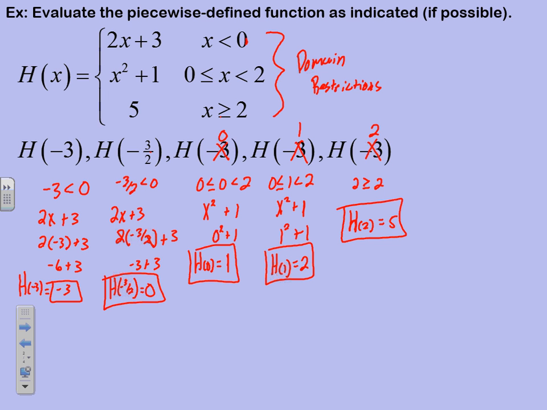And so this is pretty much what we're going to do. All you have to do is see, for our input numbers, whatever they happen to be, where are they allowed according to the domain, whatever those restrictions happen to be. And once I see where it belongs, we just substitute into it and evaluate it and see what we get.